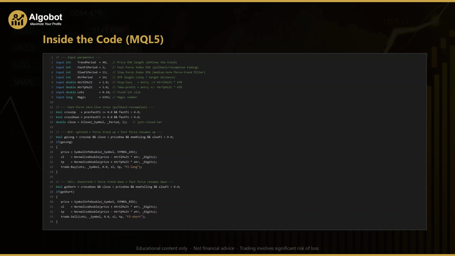The sell block is the mirror. The flag go short requires the fast force to cross down, the close below a falling moving average, and the slow force below 0. It then reads the bid, places the stop 2 ATRs above entry, the target 3 ATRs below, and calls trade.sell. Both sides share identical, symmetric logic.